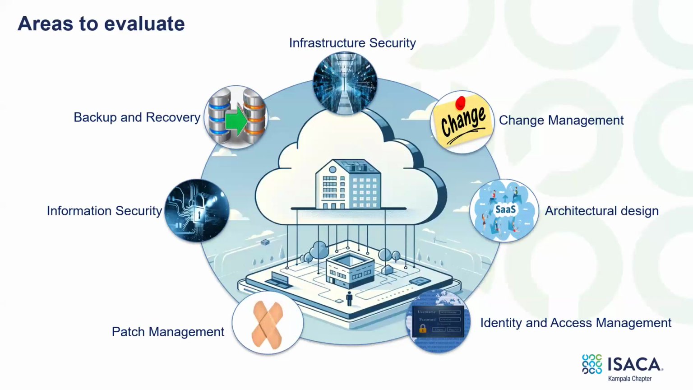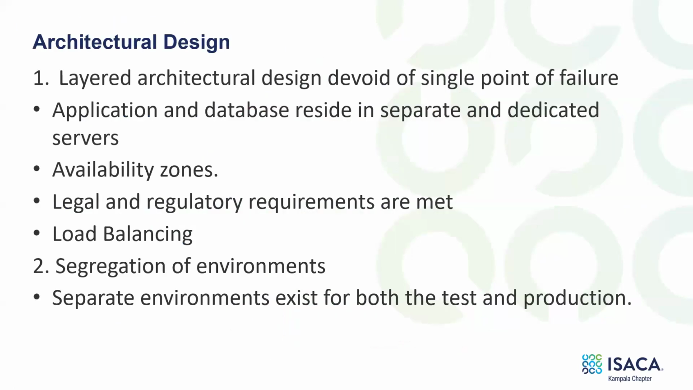And in case there are any other, then you can always look at them. So what are those areas that we can look at as assurance providers to evaluate? I'll summarize them in terms of architectural design, the information and data security, infrastructure security, user access management, change management, incident management, patch management, and then backup and recovery.